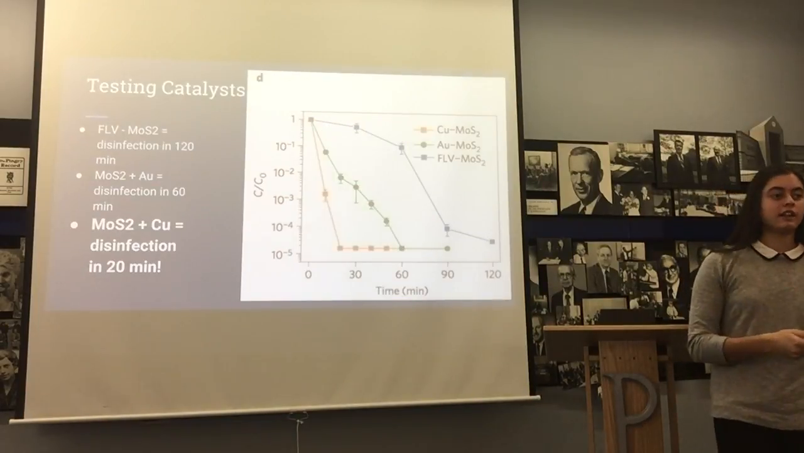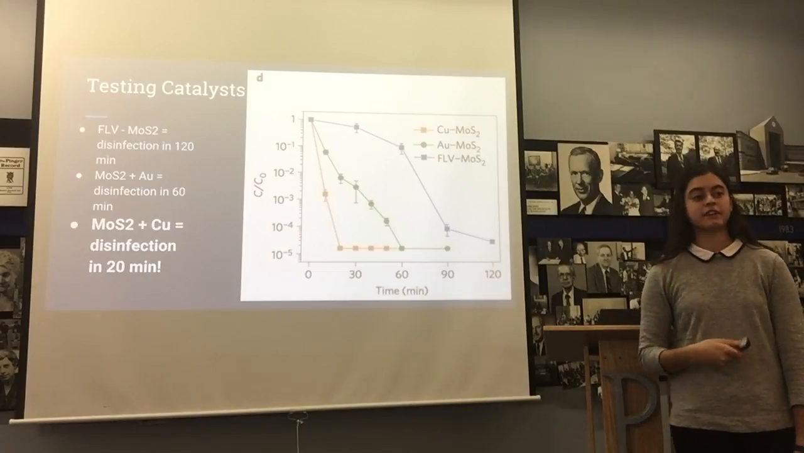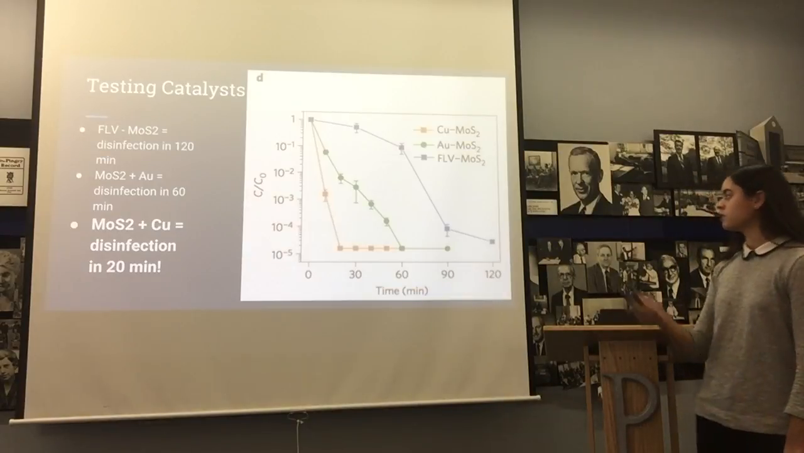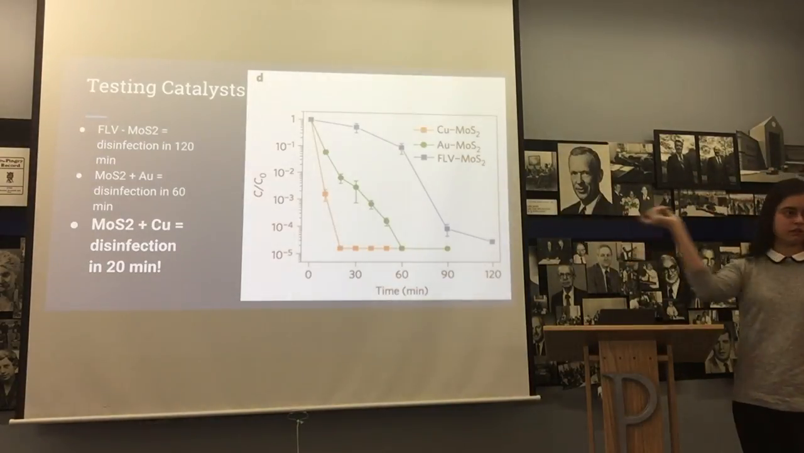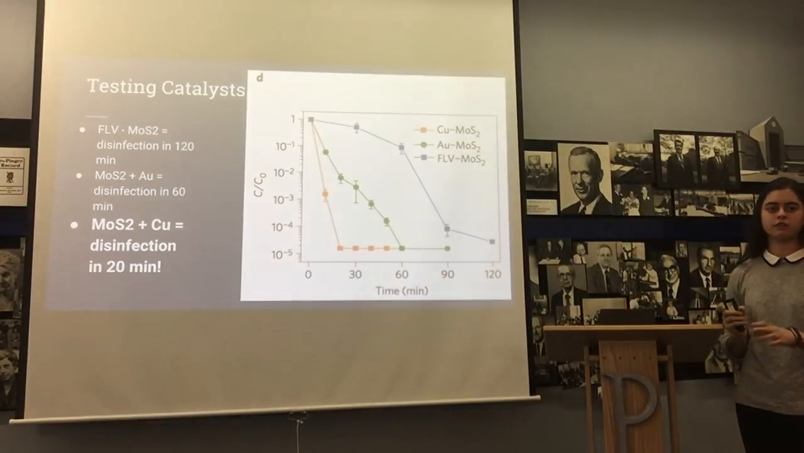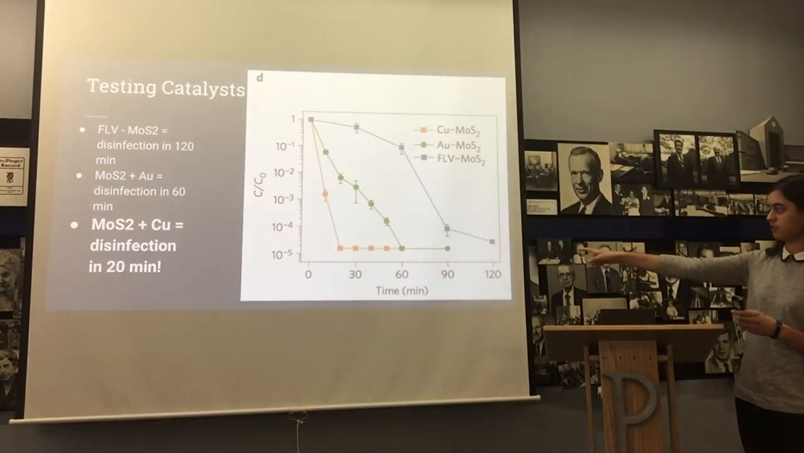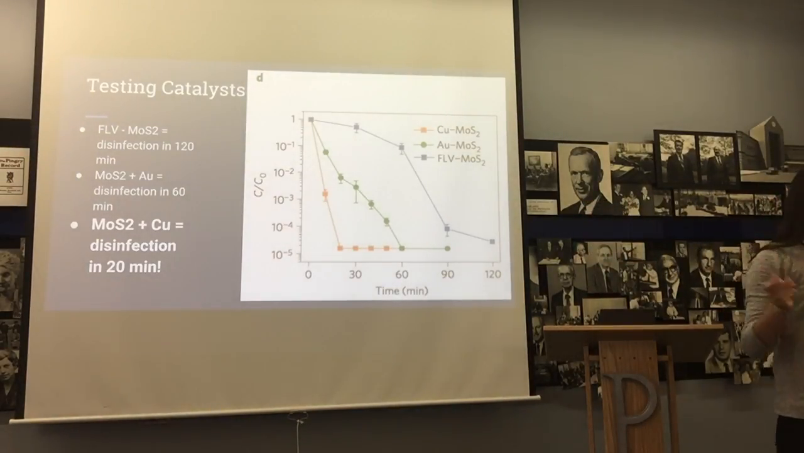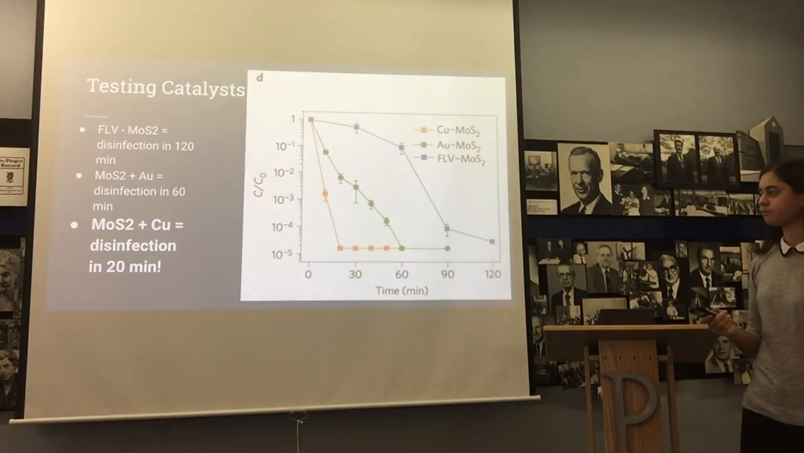Okay. The last thing they wanted to do was test the different types of catalysts that could affect the rate of disinfection for MLS2. So the blue line is just the MLS2 on its own, and this is all under UVF light, so we're going back to the 120 minutes. But on its own, it's at 2 hours still. And then the green line is when we used gold as a catalyst on top of the MLS2, and that achieved disinfection in 60 minutes. And then the orange line is when we put copper on the MLS2, and that proved to be the best catalyst available, achieving disinfection in only 20 minutes.